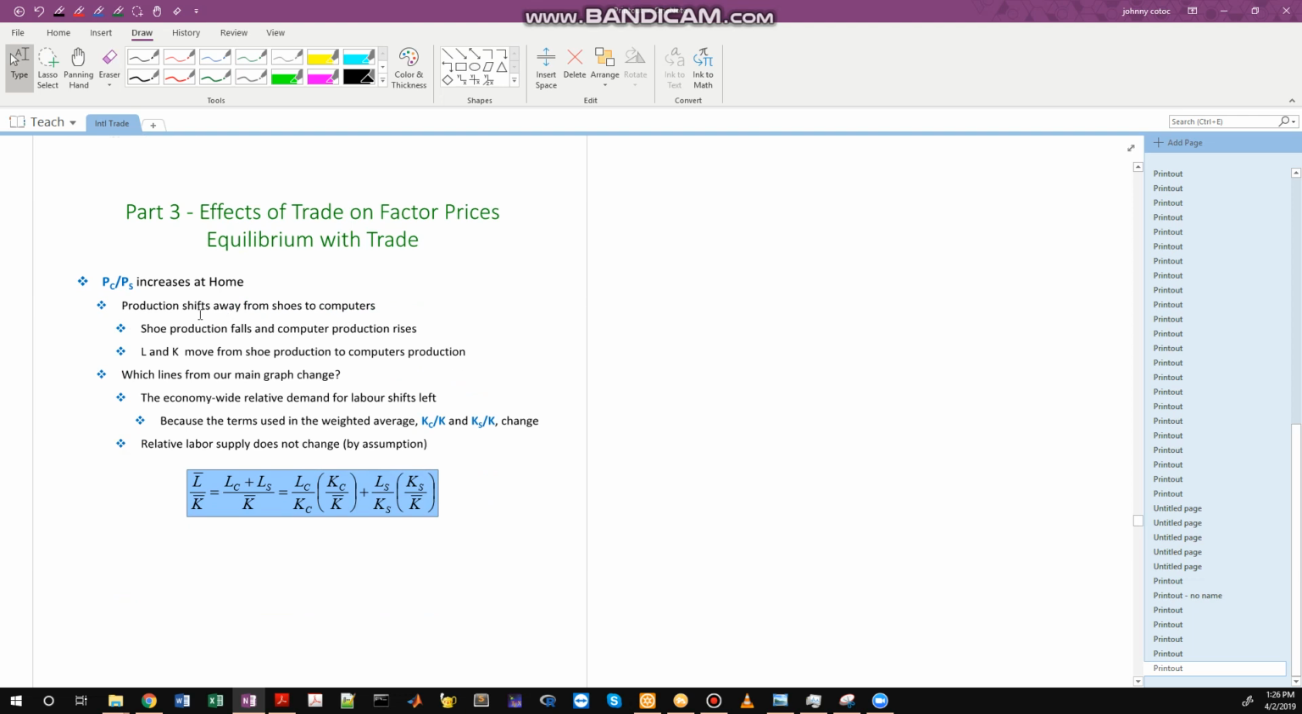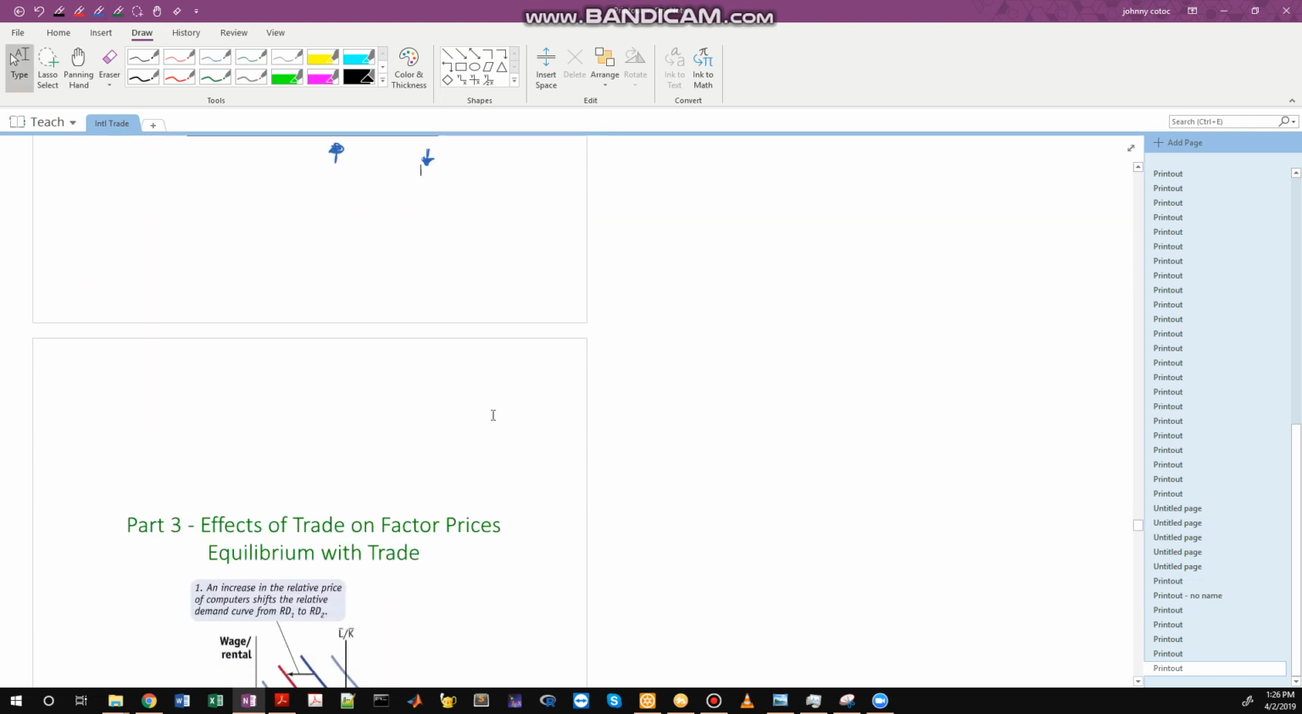Okay? So basically, this change in prices, an increase in the price of computers relative to shoes, leads to this production shifting away. Production shifts away from shoes and it goes to computers. So what does that mean? That means that this is going to increase and this is going to decrease, because more capital is going to move over from shoes to computers.